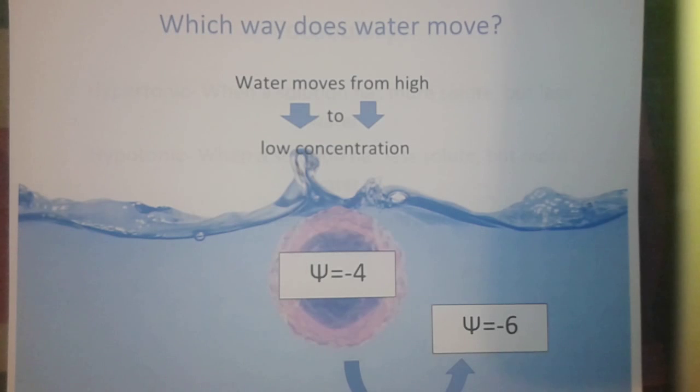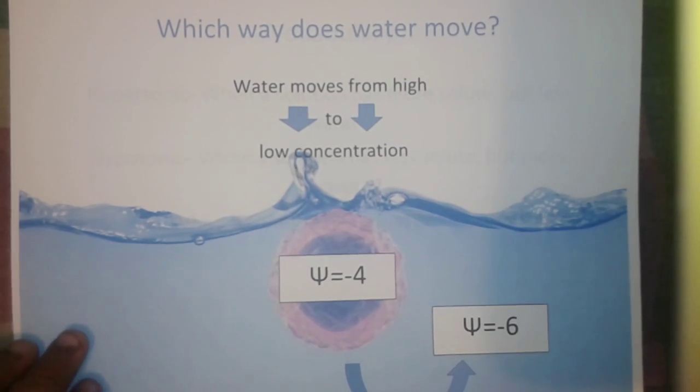Which way does water move? Water moves from a high to a low concentration. In this picture, you can see a cell has a water potential of -4, and the water has a water potential of -6. So since the water potential is higher in the cell, water will move out of the cell into the water.